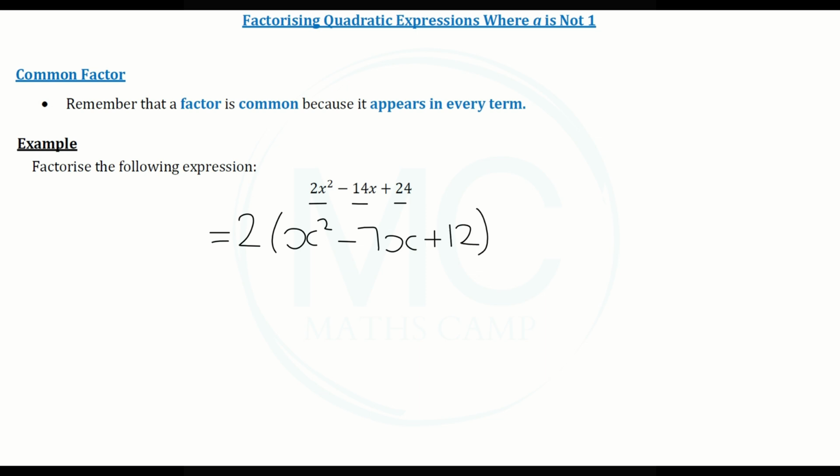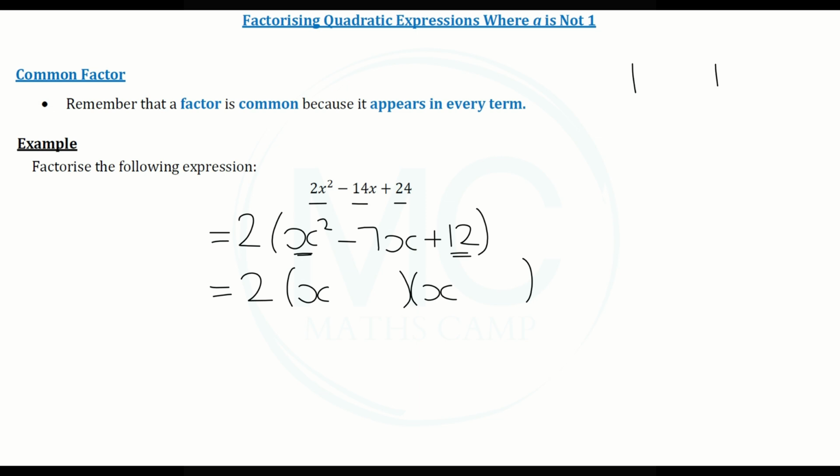Now we have a quadratic within the bracket where the coefficient of x squared is 1. So let's factorize this quadratic. So we're going to say 2. Let's open our brackets. The first term is x squared, so we put x over here, and we put x over here. Now we need to find our constants. Our constant in the quadratic is positive 12. So let's find the factors of 12.